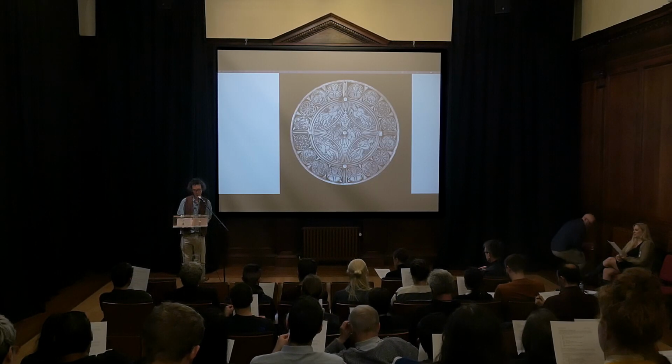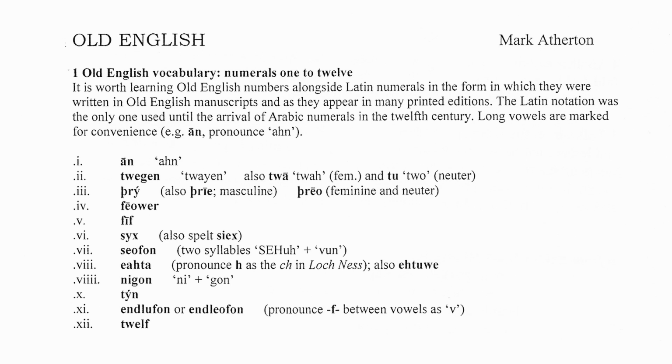Let's go back to number one on the handout. And let's try the old-fashioned chant method. I'm going to say 1, 2, 3, 4, 5, 6, and it's your job to repeat these numbers as I say them. So, an, twa, and three. Feoa, fif, six. Seven, acht, nigon.